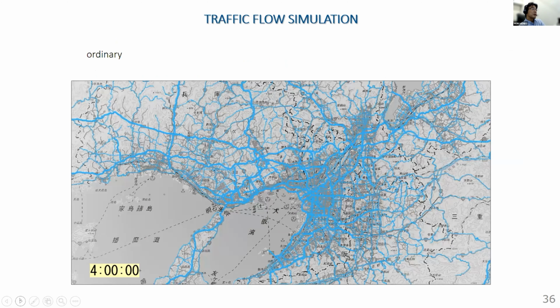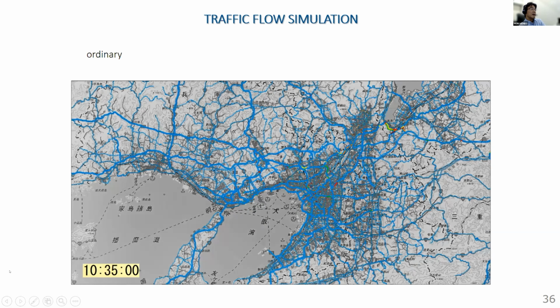And I hope this works. So these are the traffic flow simulations. For this Kansai area, we calculate ordinary traffic flow to somehow validate or examine the quality of our traffic flow simulations. It's in the range of acceptable for the traffic transportation engineer.